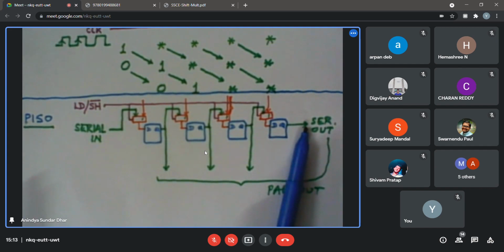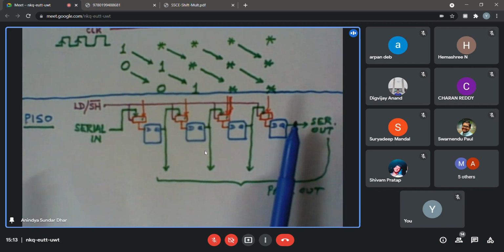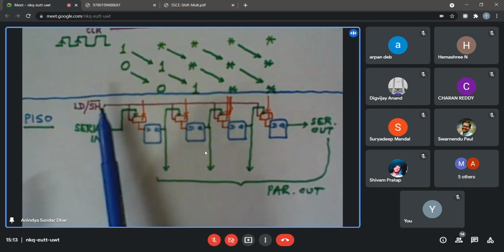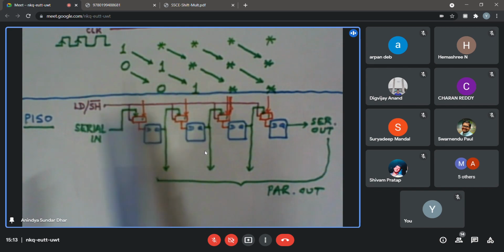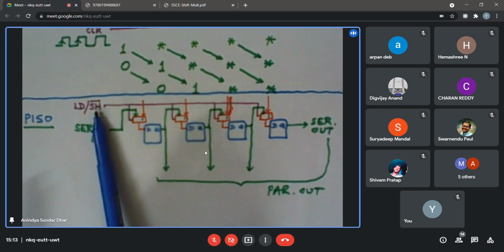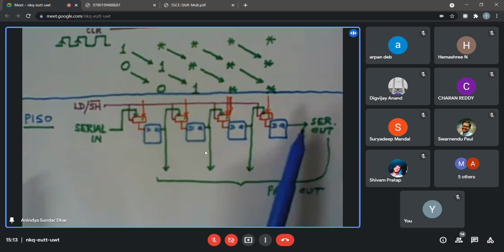Okay, so other than that, what are the additional lines? I mean, some power supply will be there, but I'm not talking about that. There will be a load shift control. So if this is high, it will load in parallel. If it is 0, it will go for this shifting.